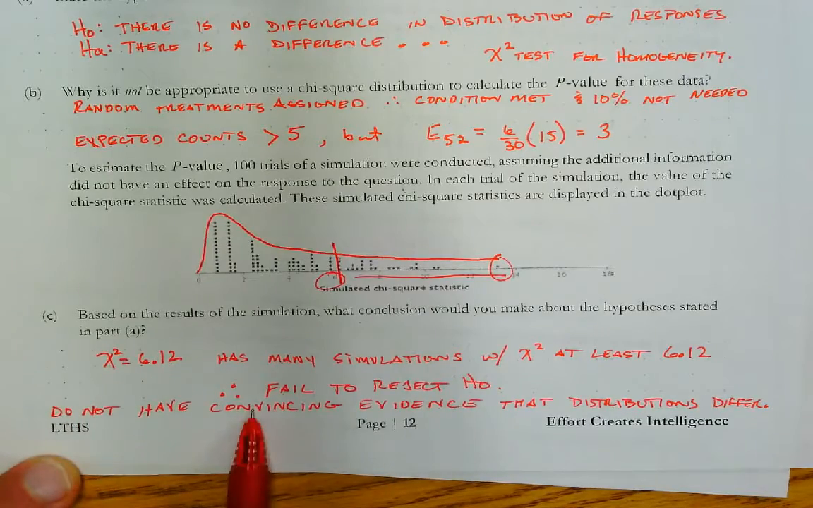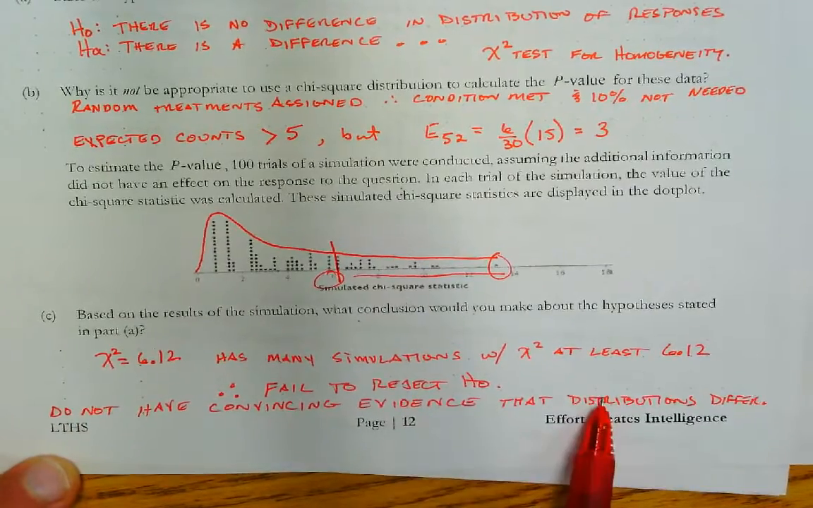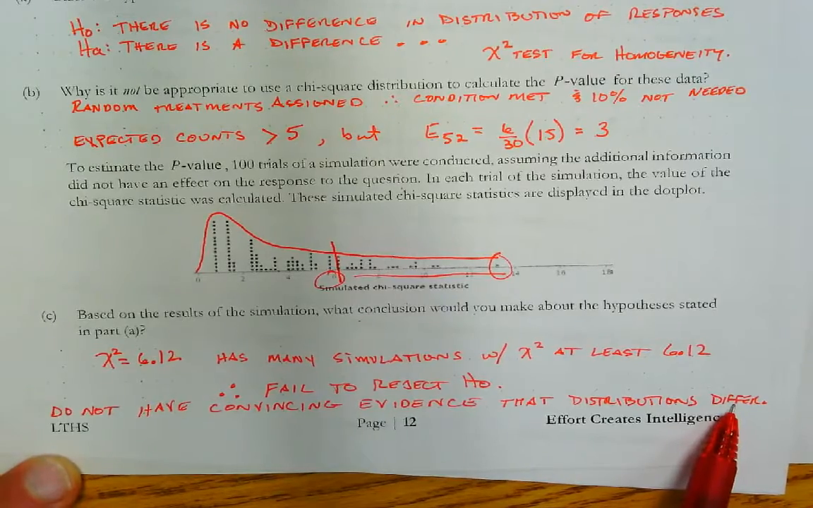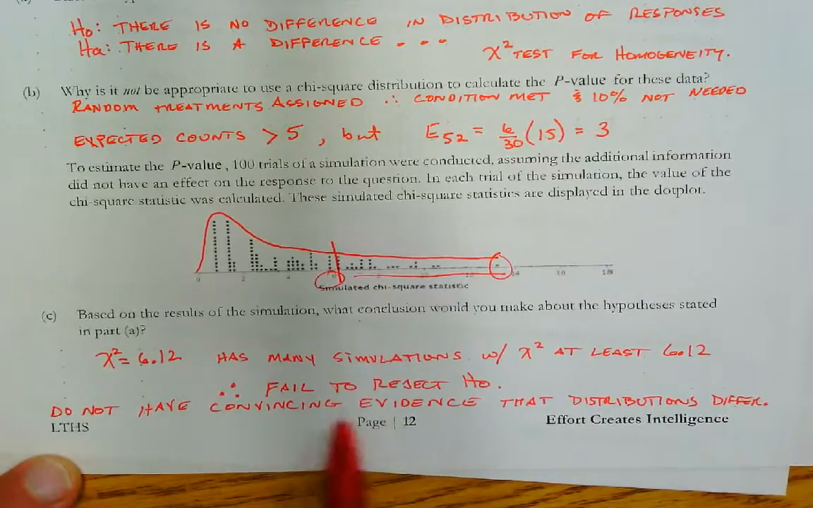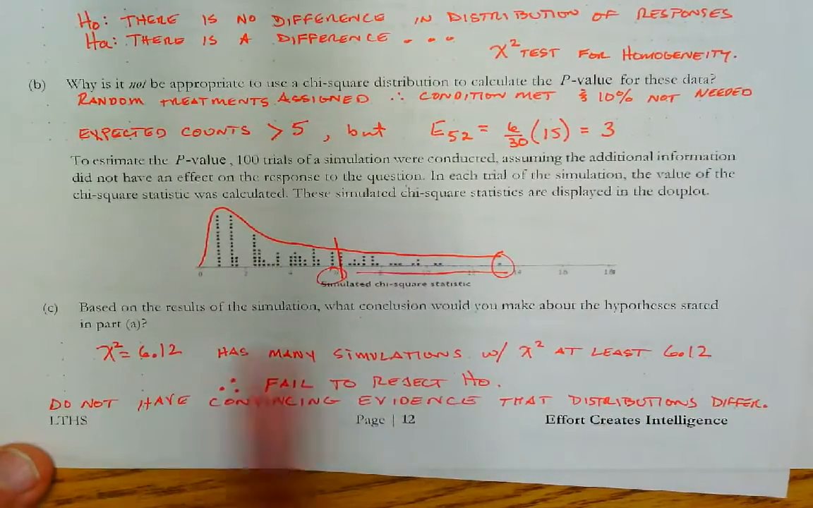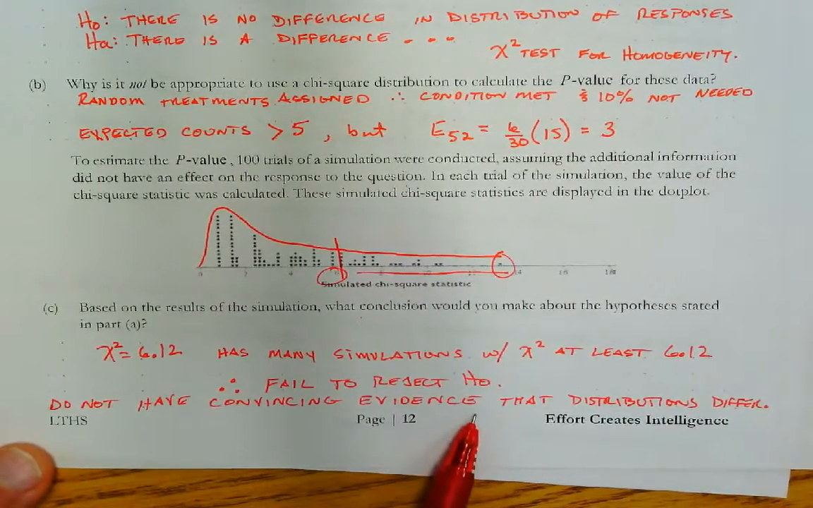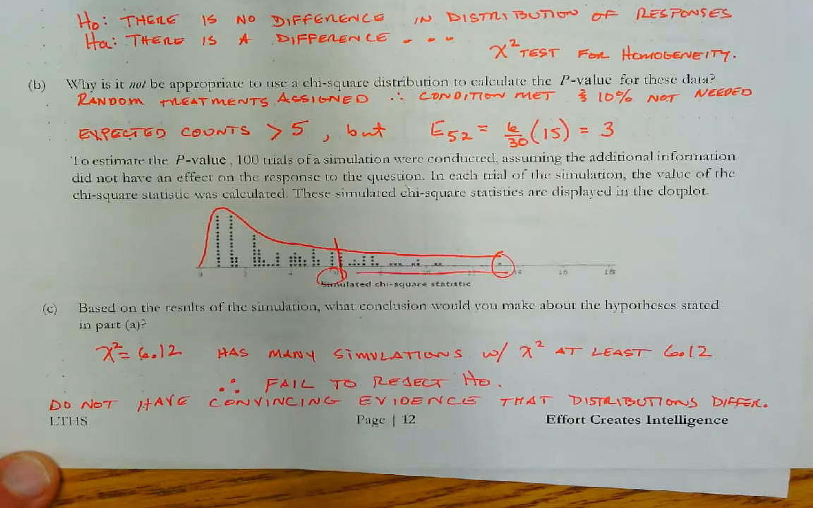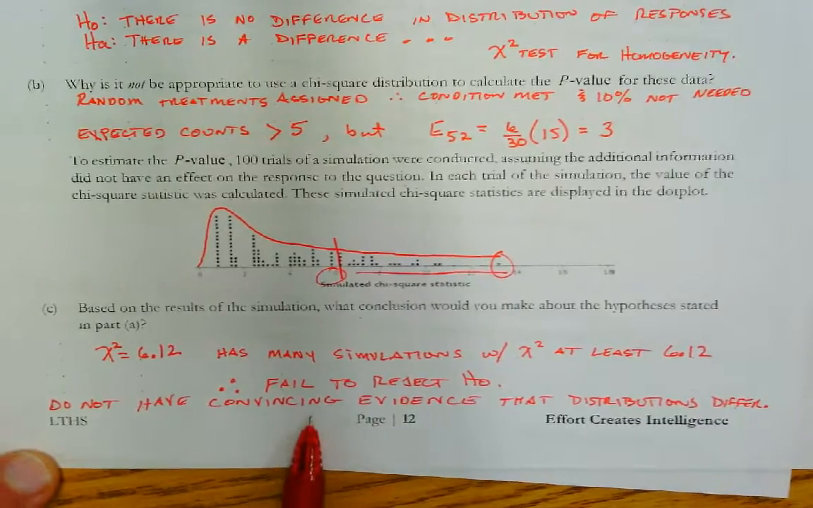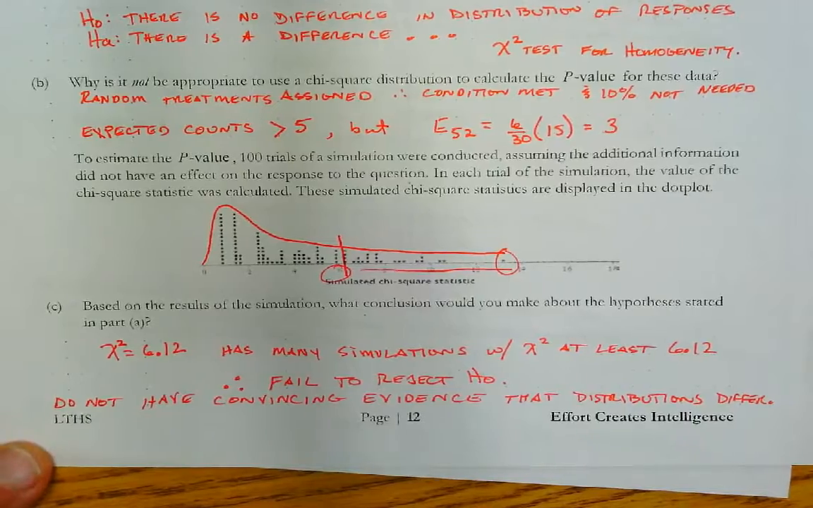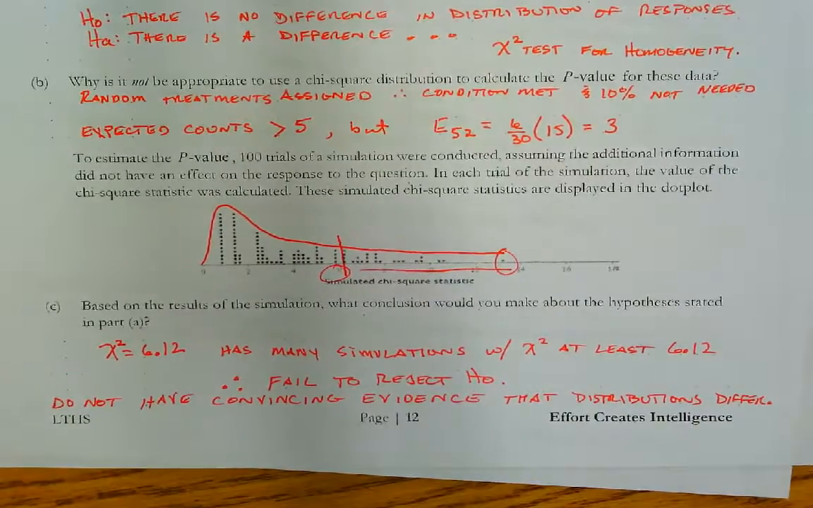We do not have convincing evidence that the distributions differ. Now, does that mean that distributions do not differ? No. But we don't have convincing evidence that they do differ. That's very important. If we were to have made a mistake, this would be a type 2 error because of failure to reject. The probability of that would be beta. All of that information we still need to recall. But in this situation, with chi-square 6.12, possibly we got our results due to chance.